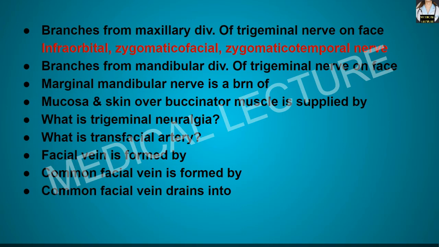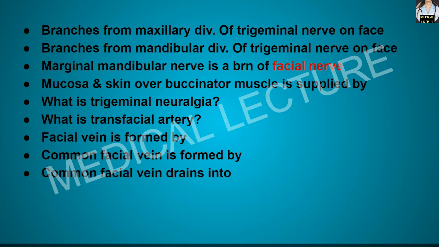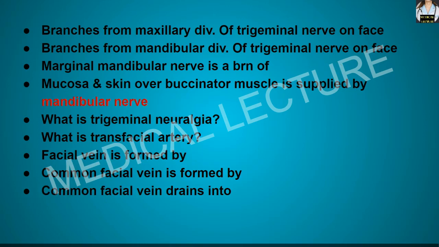Branches from the mandibular division of the trigeminal nerve on the face are the buccal branch, auriculotemporal nerve, and the mental nerve. Marginal mandibular nerve is actually a branch of the facial nerve. Mucosa and the skin over the buccinator muscle is actually supplied by the mandibular nerve. So over here, remember, the buccinator muscle is supplied by the facial nerve, while the mucosa and the skin over this particular buccinator muscle is supplied by the mandibular nerve.